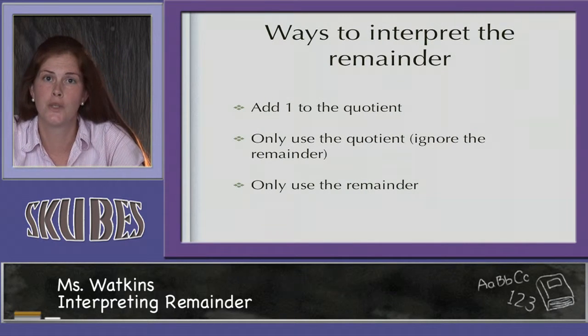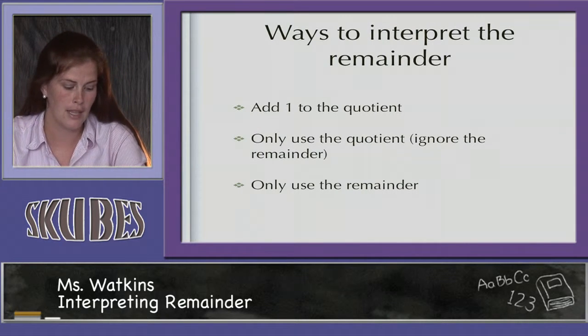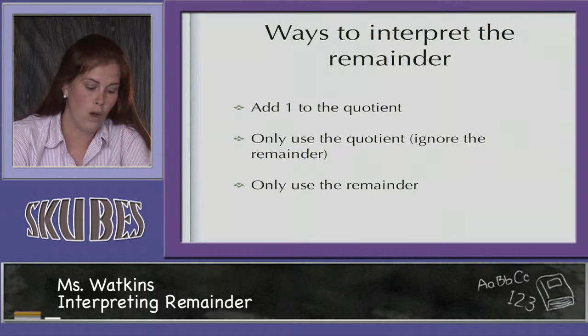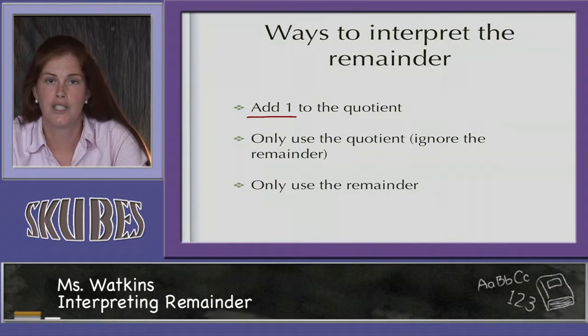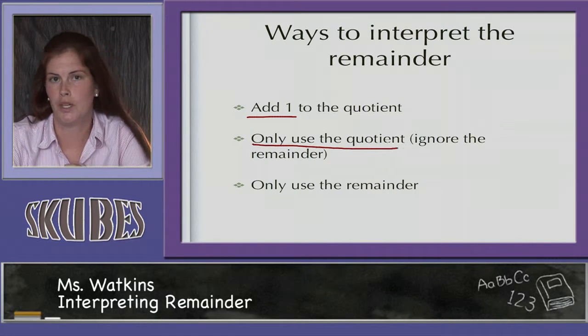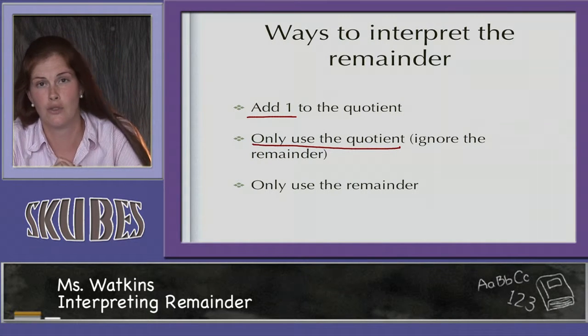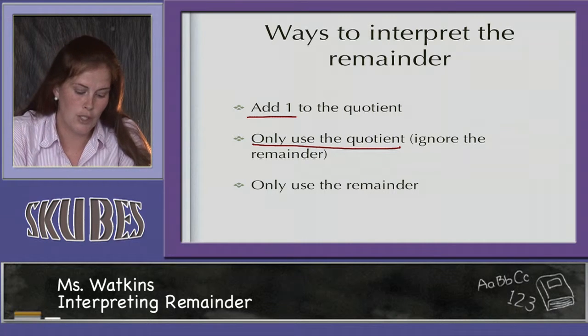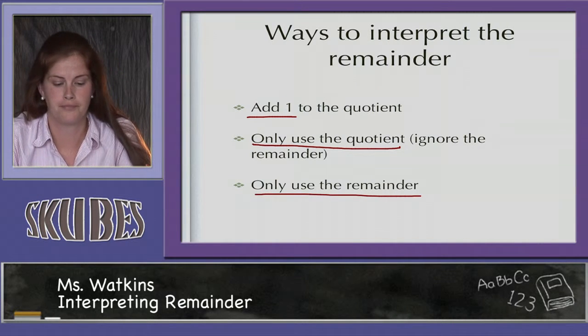There are different ways to interpret the remainder in a problem. Sometimes you will have to add 1 to the quotient, which is the answer in a division problem. Sometimes you will only use the quotient and you will completely ignore the remainder to answer the question. And sometimes you will only use the remainder.